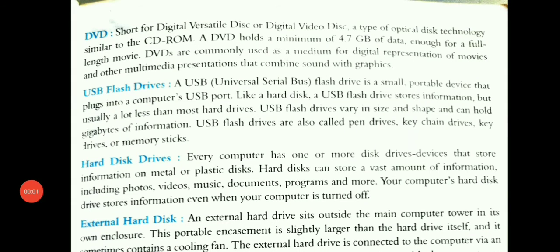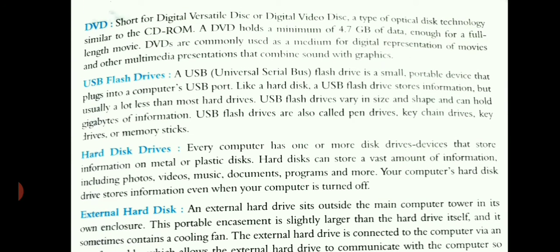Next is the DVD. The full form of DVD is Digital Versatile Disc. DVD and CD look the same, but the capacity of a DVD is more than the CD. It is a type of optical disc technology similar to CD-ROM. A DVD holds a minimum of 4.7 GB of data, enough for a full-length movie. So if you want to save your movies, one DVD can save more than one movie, and with CDs you have to take 3 CDs for one movie.